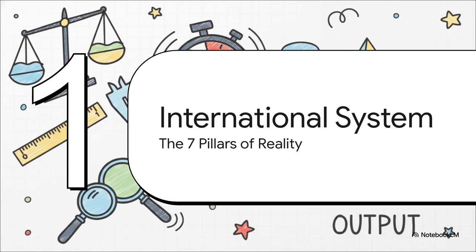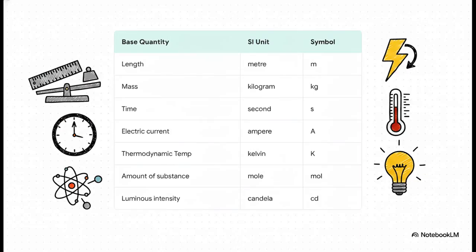Moving on to Section 2, the international system, or what we can call the 7 pillars of reality. Remember that chaos I mentioned earlier? Well, the ultimate fix was the System International, or the SI system. Developed back in 1971, it sets out the 7 fundamental pillars that quantify all of physical reality. You've got the meter for length, the kilogram for mass, the second for time, the ampere for electric current, the Kelvin for temperature, the mole for the amount of a substance, and the candela for luminous intensity.